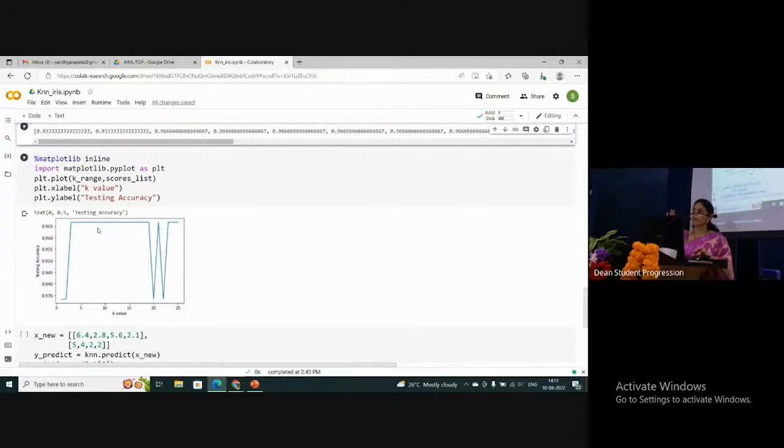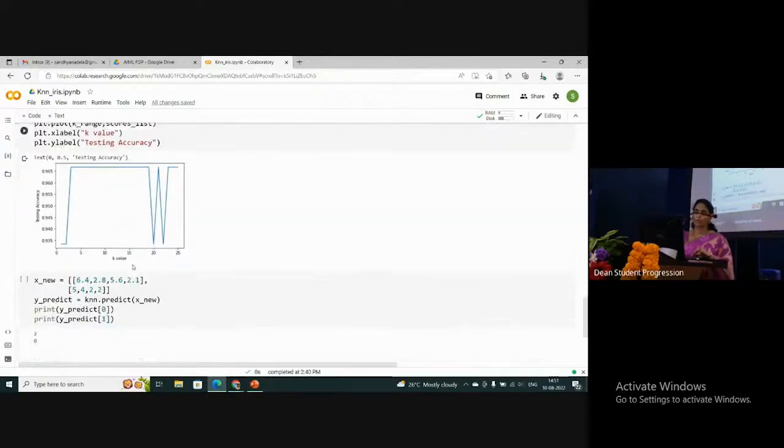which is significantly stable for a long time. So I can fix my k value somewhere around 3 or 4. So this is how you do it.